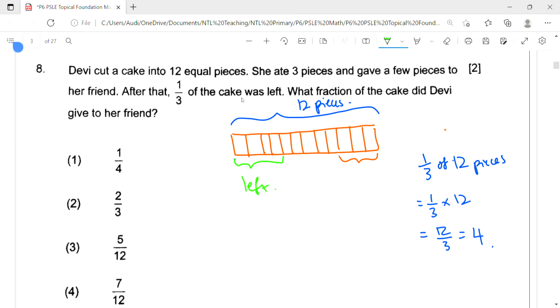So how many pieces did she give to her friend? That would be here. This is what she ate. So this is what she gave to her friend. And how many pieces is this? 1, 2, 3, 4, 5. So it's 5 pieces out of a total of 12 pieces. This is our answer.